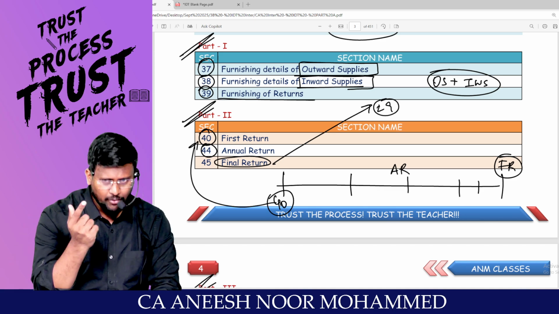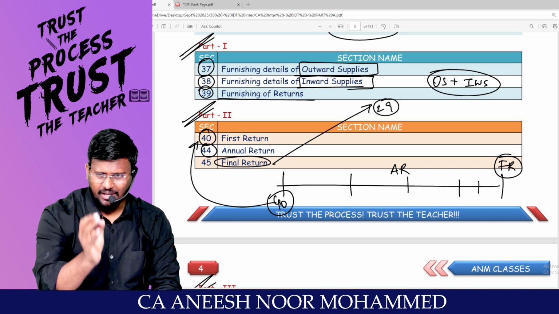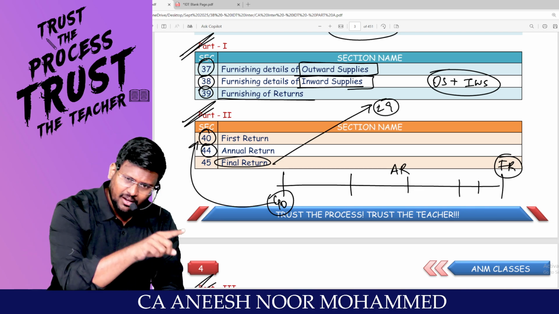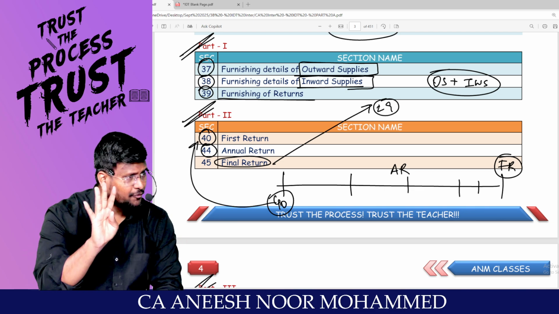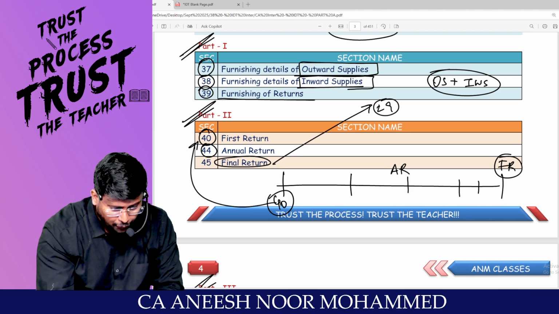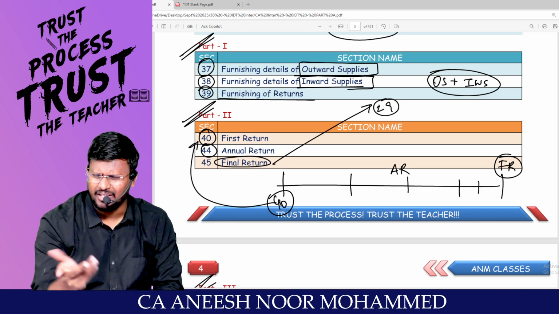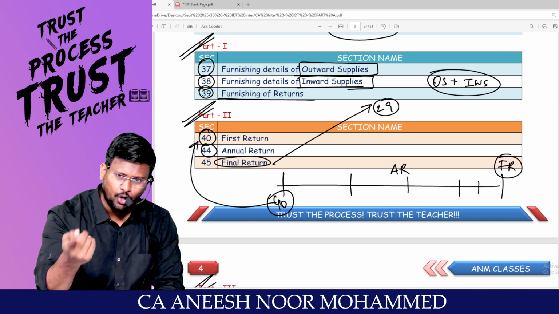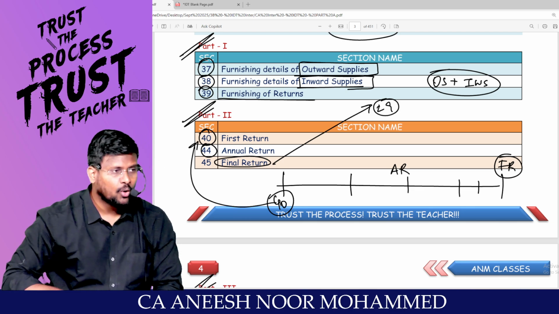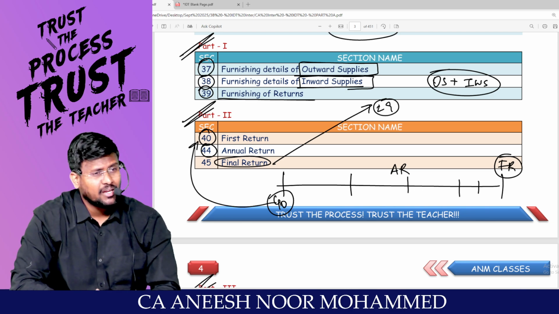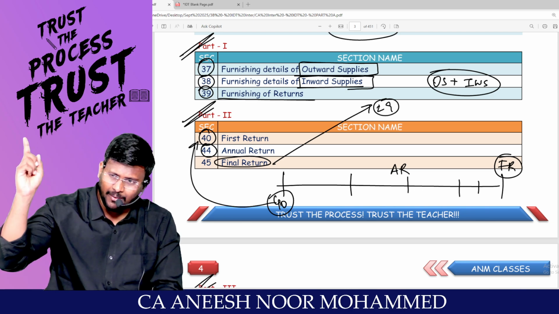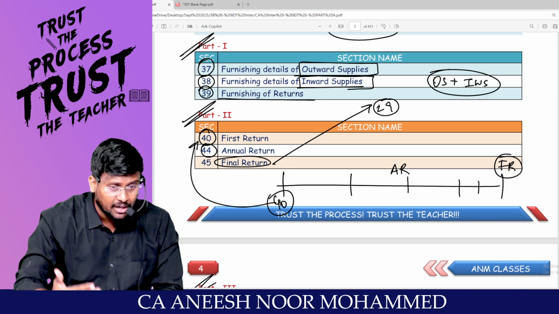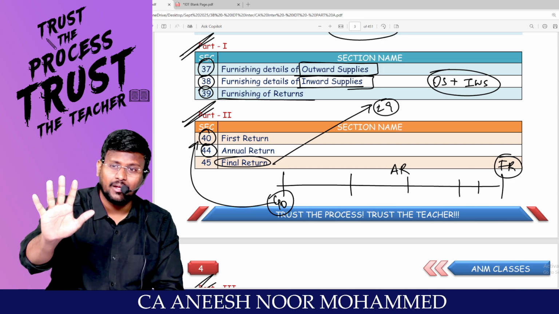Correct? Have you taken registration? After you have taken the registration, the first return you have to file is as per section 40. Every year, annual return, under section 44. Sir, 41, 42, 43 and all are not there. Sir, it is not there in the syllabus, and I don't need it for reference purposes also. That's why after 40, I'm straight away moving into 44. Sir, once your registration has been cancelled as per section 29, I have to file a return called the final return, under section 45. Okay, sir.